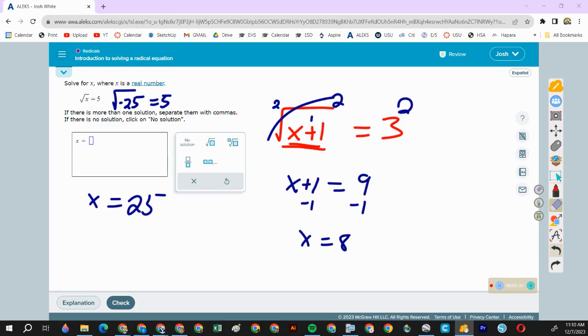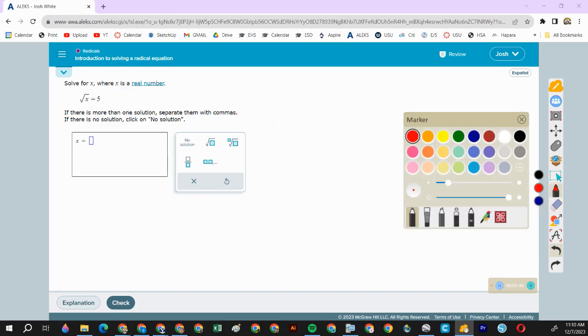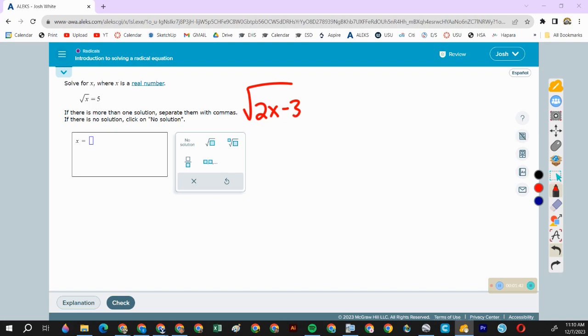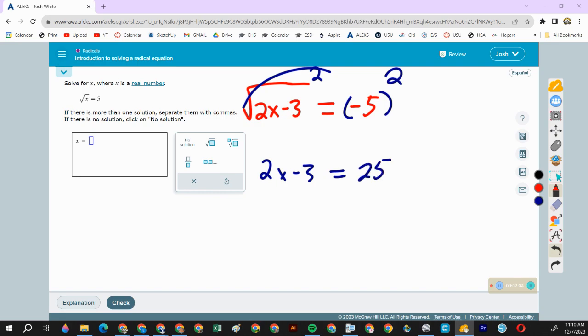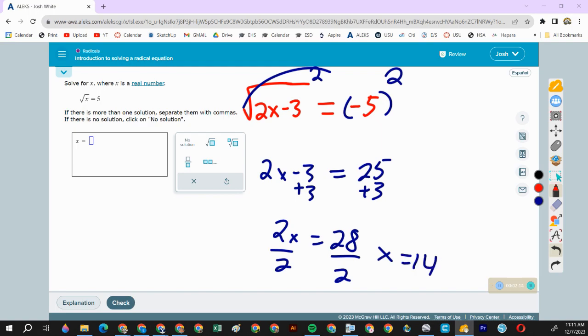Okay, what if I had the square root of 2x minus 3 equals, let's say negative 5. Okay. What do we do? Square both sides. That cancels. And I get 2x minus 3 equals 25. Plus 3. 2x equals 28. Divide by 2. And I get x equals 14.